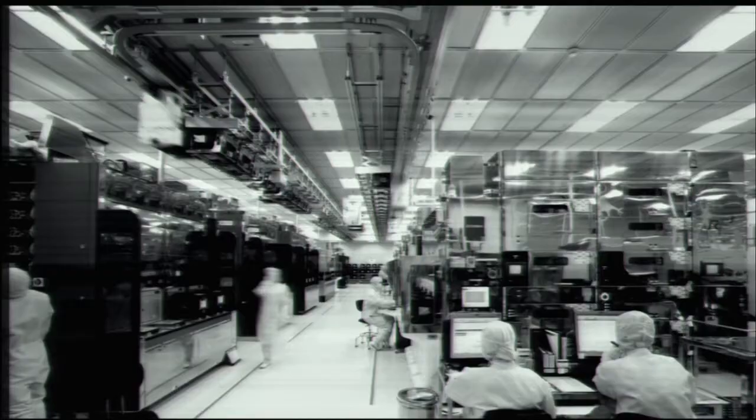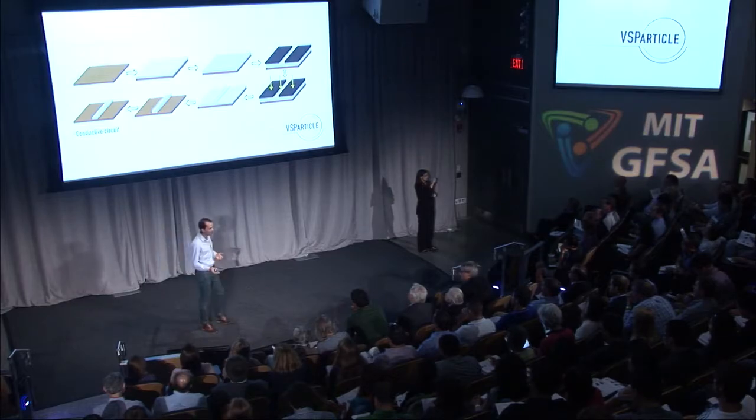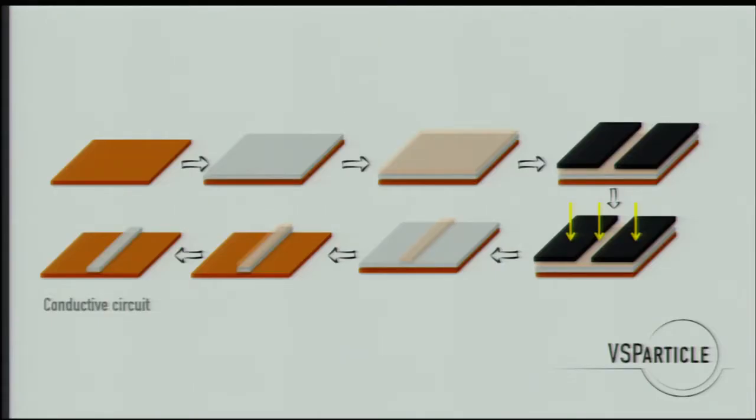This process, designed back in the 60s, is complex, time-consuming, and produces tons of toxic waste. It takes at least 7 steps of applying and subtracting chemicals to make your conductive circuit, which is the basic component of all electronics. And let me tell you that VSPARTICLE is about to change all of this.